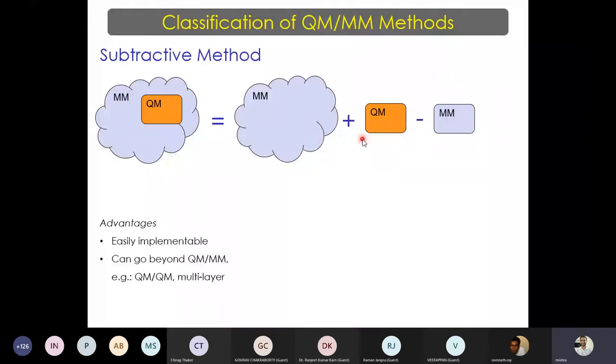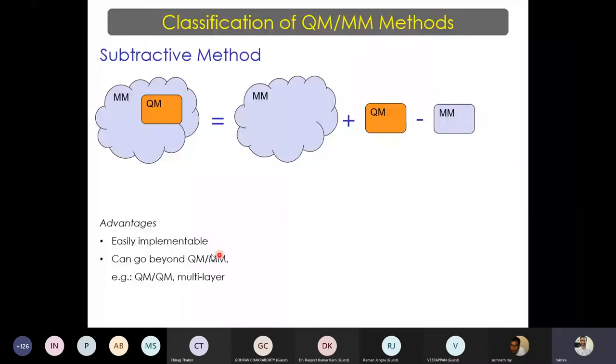The MM programs just need to change, or the QM programs require a little change. So therefore, this is easily implementable. The other advantage is that it can go beyond QM/MM. I'll come to that in a moment.